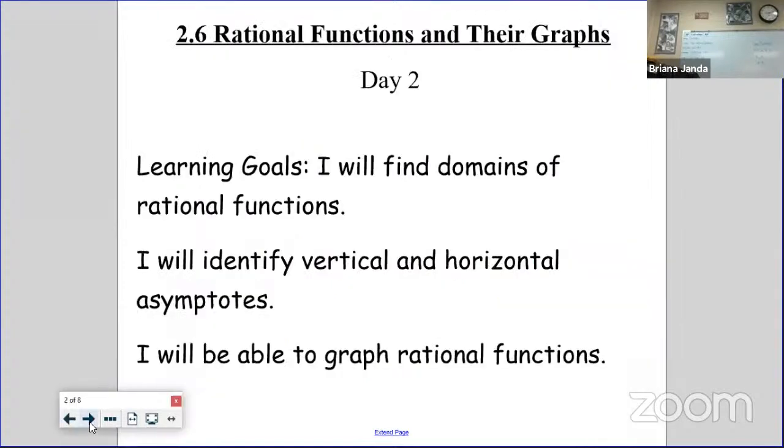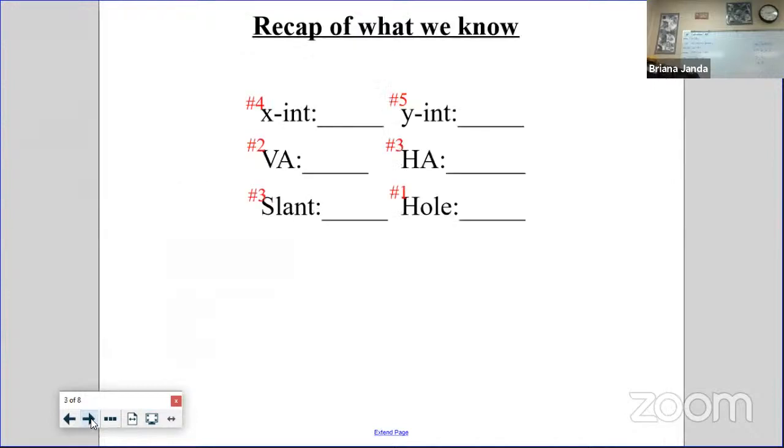So we are doing day 2. We kind of skipped over the domain part within our notes yesterday, so we'll make sure that we address that today. You already know how to find the domain of rational expressions because we did it before we even started our notes yesterday. But looking at it in terms of each of our functions today, finding our vertical and horizontal asymptotes still, but also adding to that our slant asymptotes so that we can graph all rational functions.